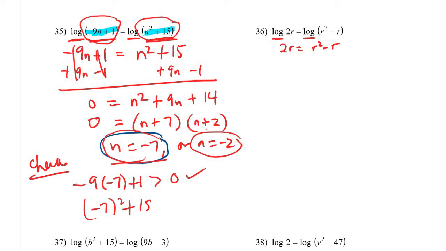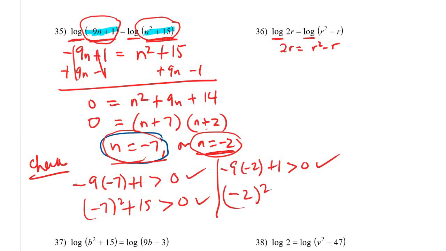49 plus 15 is greater than 0. It's a positive number, it checks. Okay, then I do the second check now. Take the second number and check it. Negative 9 times negative 2 plus 1 is 18 plus 1 is 19, which is greater than 0, it checks. Negative 2 squared plus 15 is also greater than 0. It also checks. So both answers check.